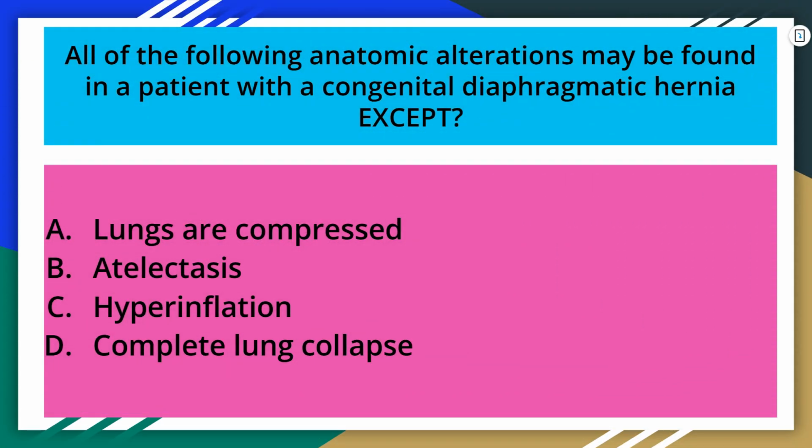However, hyperinflation is not seen in congenital diaphragmatic hernia. The rest all three, starting with the compression of the lung, atelectasis and complete lung collapse, could be observed as anatomical alterations in a patient of congenital diaphragmatic hernia. So option C is the answer.